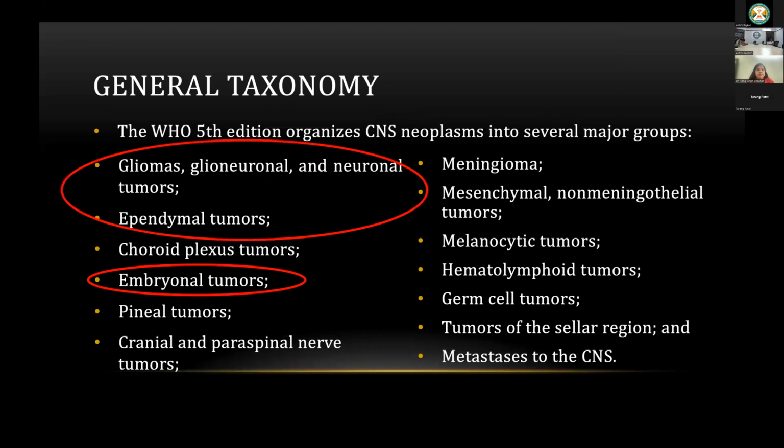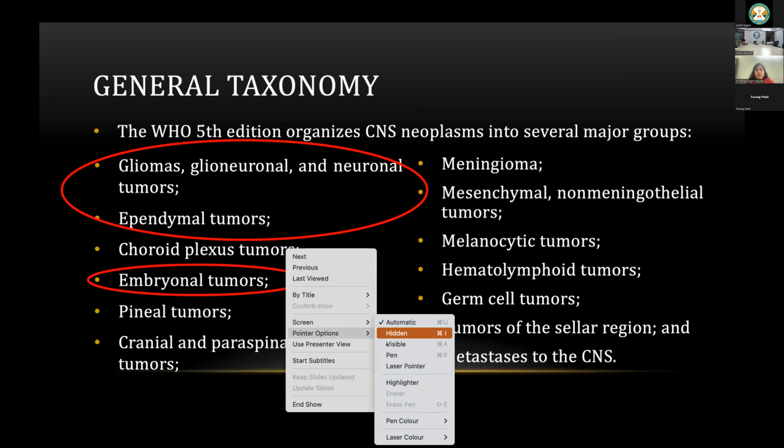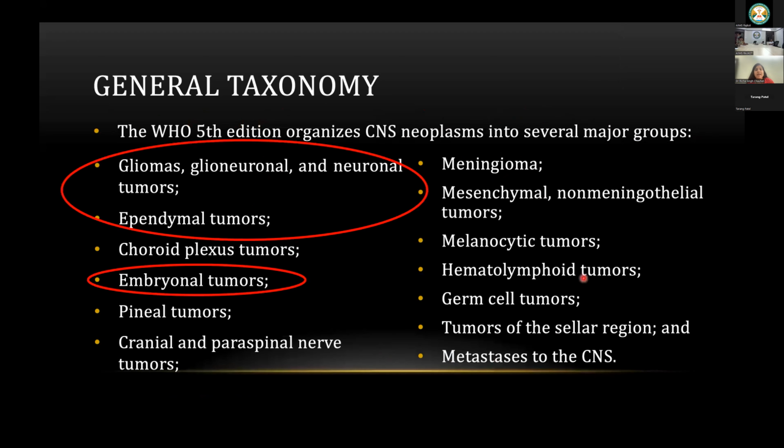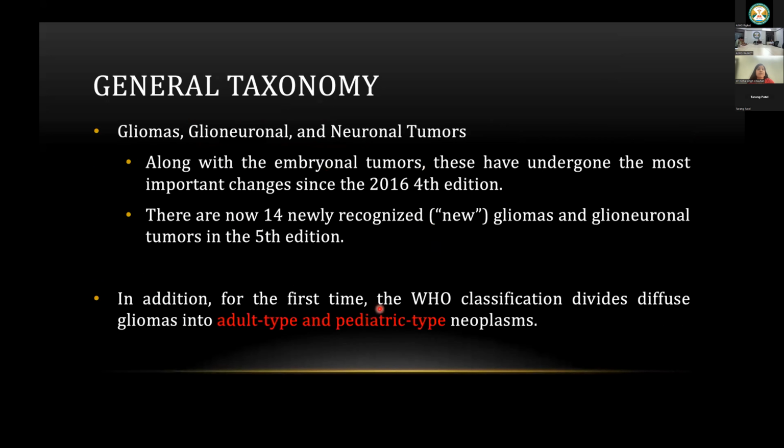So the recent WHO classification divides the CNS tumors into many groups, but the major changes are in the gliomas, glioneuronal and neuronal tumors, ependymal tumors and embryonal tumors. Other tumor groups have undergone either minimal changes or no changes at all as compared to the 2016 WHO classification. So I will be talking only about the update and the newer imaging features which have come up after the 2016 WHO classification. So first, let's see about gliomas.